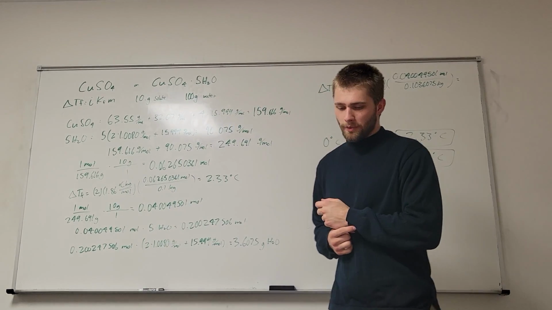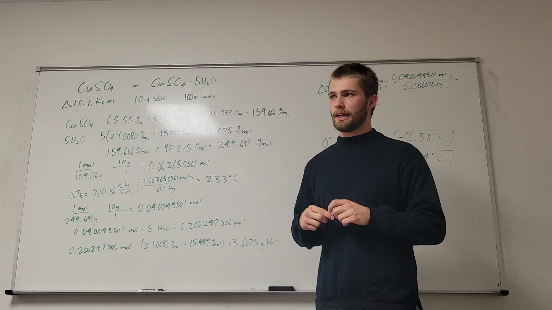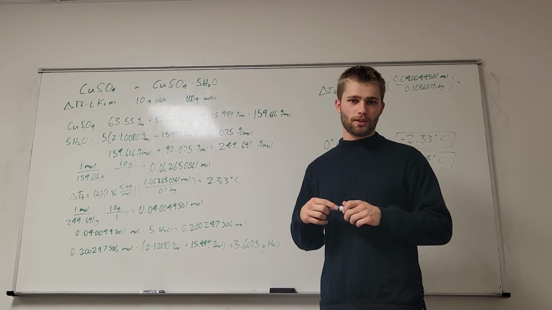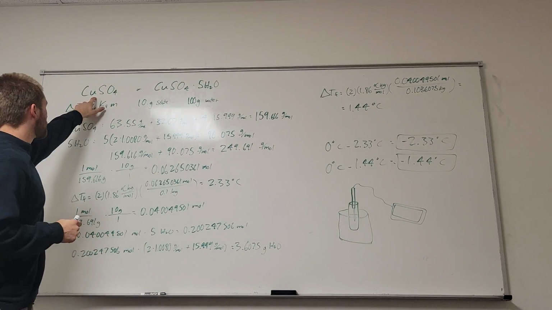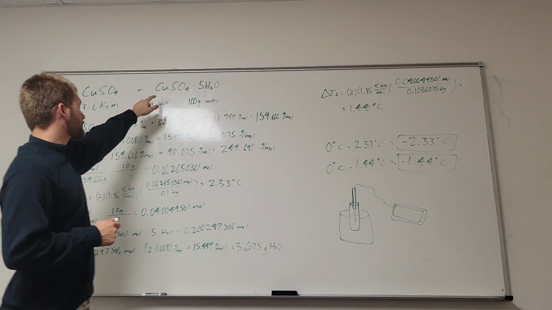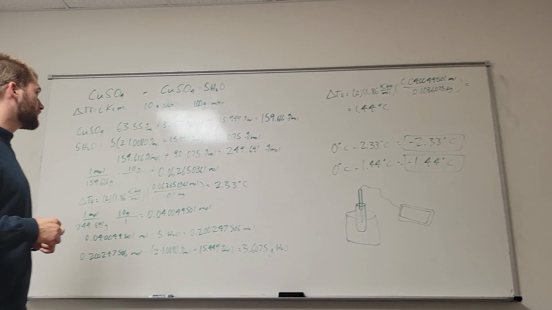So, to be able to determine if you have copper sulfate or copper sulfate pentahydrate, I thought of a little bit of an experiment that you could do and the math behind it. First, copper sulfate, the empirical formula is this. Copper sulfate pentahydrate is the same thing, but it's saturated with 5 molecules of water.